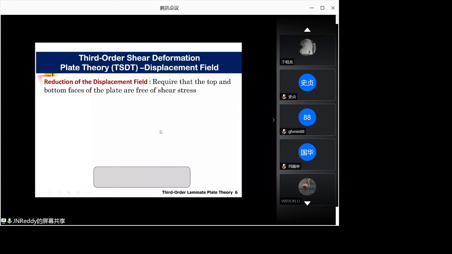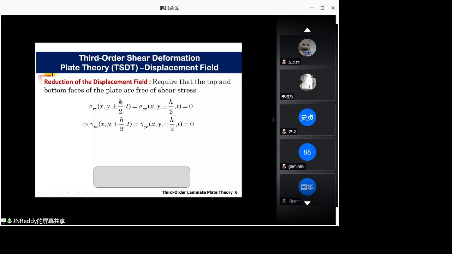So let's go to the actual displacement field that you saw on the previous slide. Now what I do, I make sigma xz and sigma yz both vanish at the top surface and bottom surface. Top is plus h over 2. That means z is equal to plus h over 2. And bottom is z equals minus h over 2. Because these stresses are only related to the shear strains, it implies the shear strains also must vanish at the top and bottom.